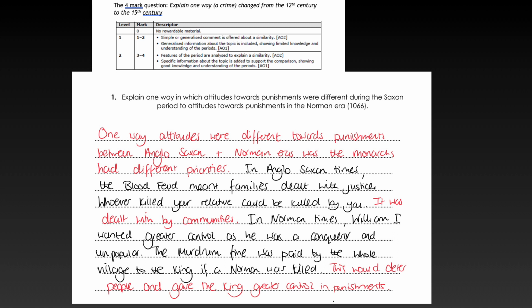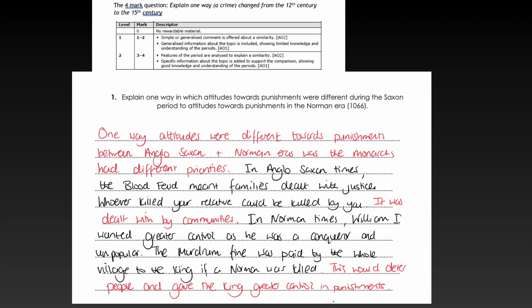So taking the difference question first then, I have put things in red that help you get that higher level, that level 2. So start with the wording of the question. One way attitudes were different towards punishment, so it's getting you thinking, and then use the eras as well. And identify what it is. So the monarchs had different priorities. Okay, so very clearly, and then each time I've got red on here is where I'm linking it back to the priority of the monarch.